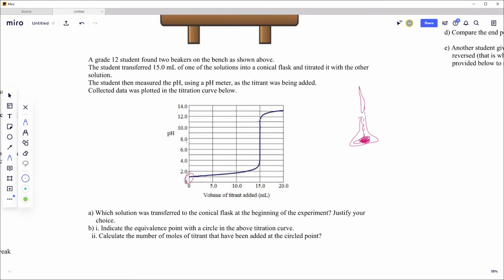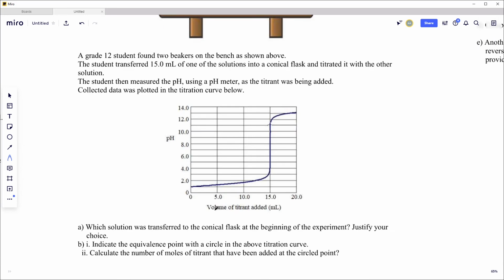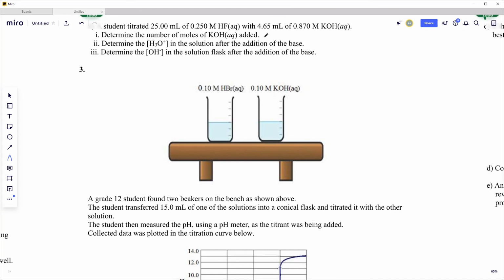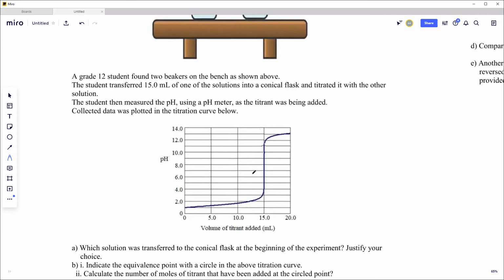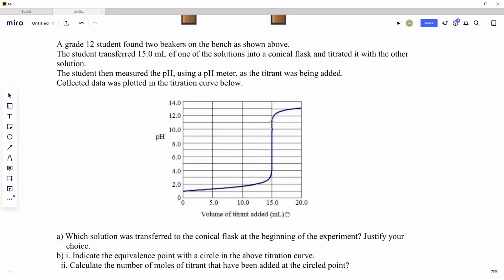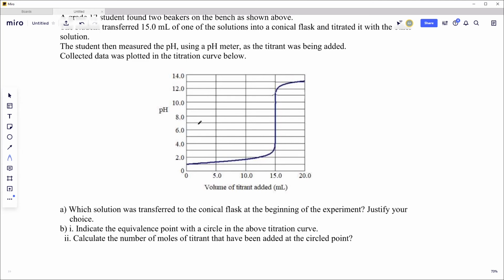The pH is so low, it's below 7, so it's going to be an acid, but if you want to be accurate, a strong acid, since it's way too low. You don't really need to know strong, but it's easy to know. So we're expecting an acid. Which one is it, the base or the acid? It's going to be the acid, so you have HBr first. Which one was transferred to the conical flask at the beginning of the experiment? The HBr. Justify: because the pH is less than 7, or even 1, which is super strong.